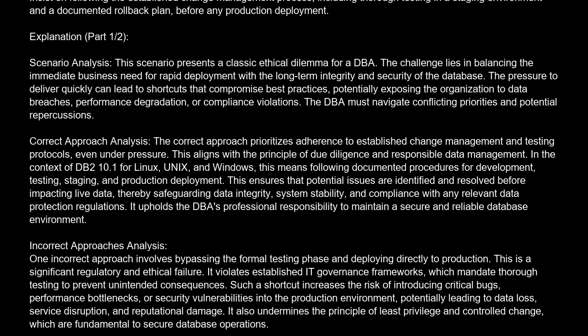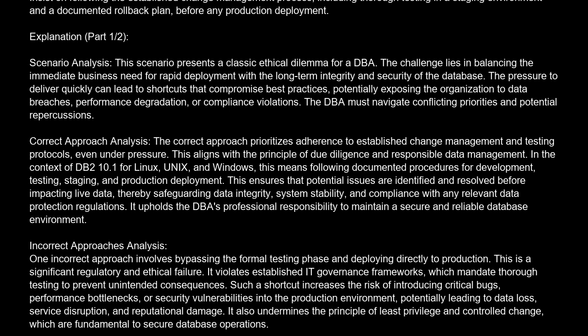Incorrect approach analysis. One incorrect approach involves bypassing the formal testing phase and deploying directly to production. This is a significant regulatory and ethical failure. It violates established IT governance frameworks, which mandate thorough testing to prevent unintended consequences. Such a shortcut increases the risk of introducing critical bugs, performance bottlenecks, or security vulnerabilities into the production environment, potentially leading to data loss, service disruption, and reputational damage. It also undermines the principle of least privilege and controlled change, which are fundamental to secure database operations.